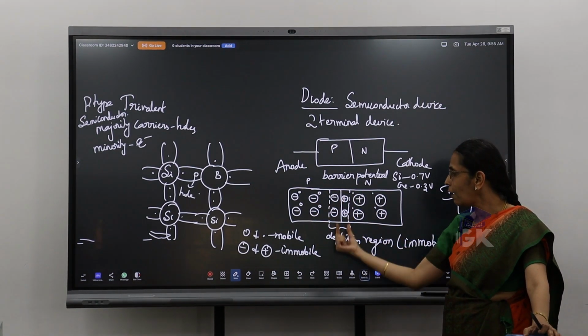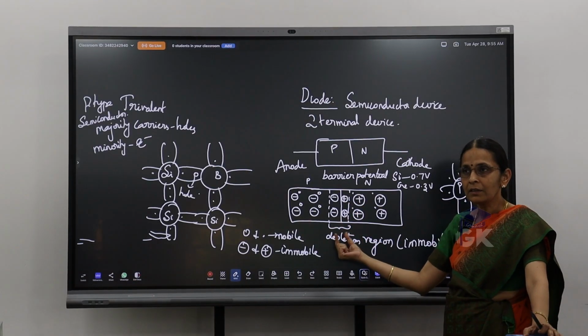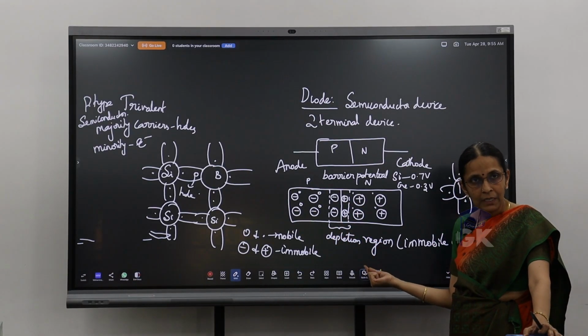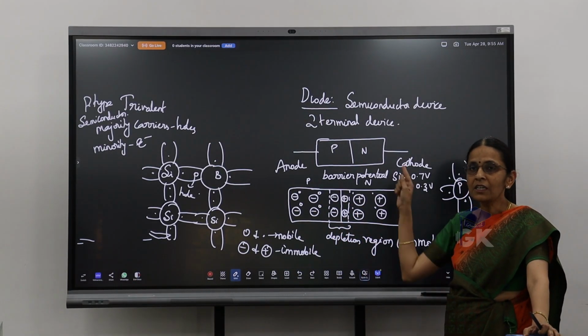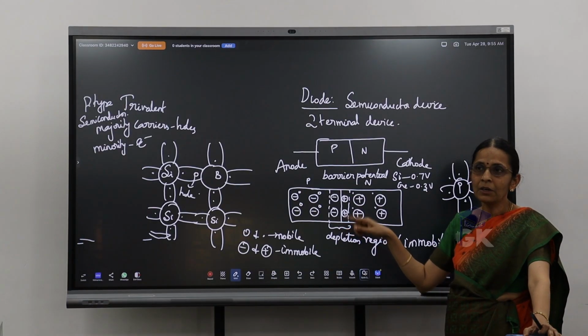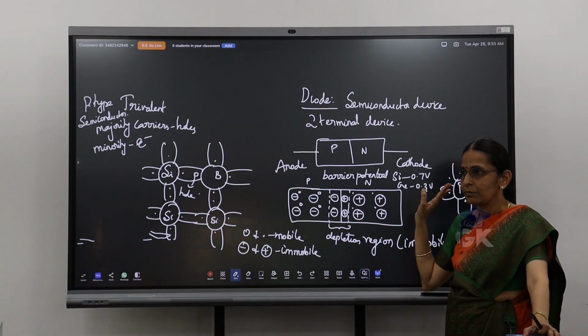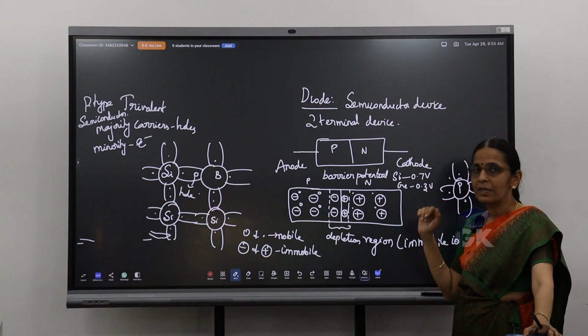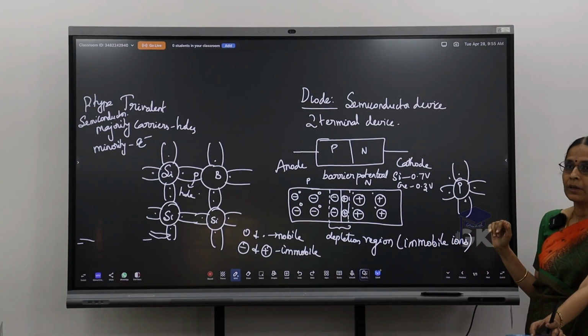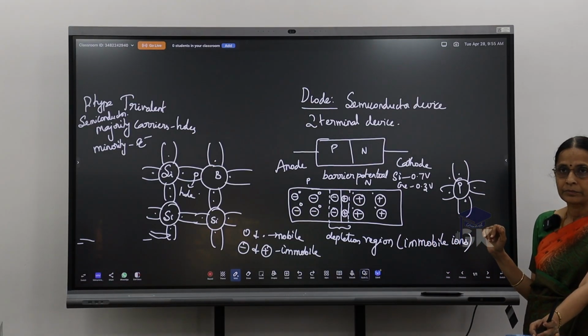As a result, I will have a barrier, and that barrier is nothing but termed as your depletion region, and the potential associated with that is called as your barrier potential, which we generally term it as 0.7 for your silicon and 0.3 for your germanium.